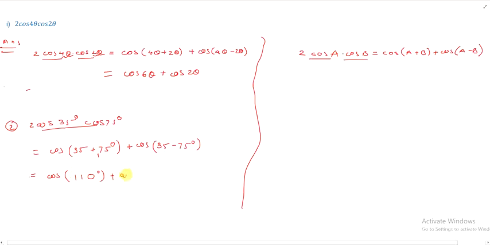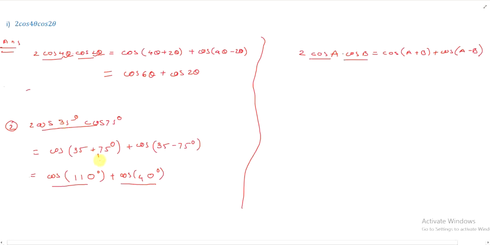Plus cos (35 minus 75). 5 minus 5, 0; 7 minus 3, 4. That is 40 degree. Hence, this is our required answer, that is, cos 110 degree plus cos 40 degree. We have to convert only up to this point, that is, the product is converted into sum.